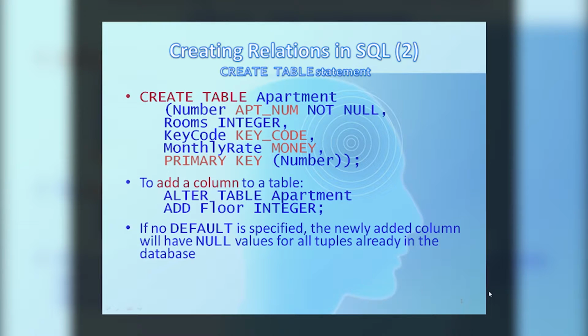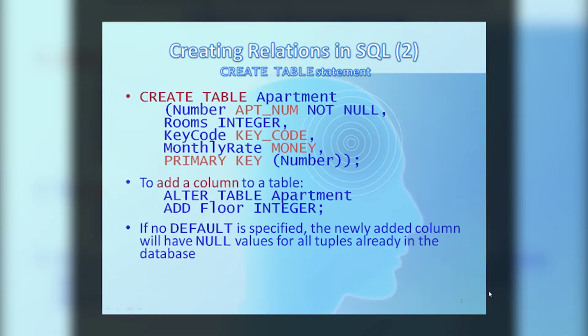Creating relations in SQL. Create table statement. Create table apartment with next fields: number. There is upnum, not null. If you remember, upnum is name of the domain, the previous slide. Rooms, integer, key code. There is domain 2, key code, monthly rate, money, primary key, number.